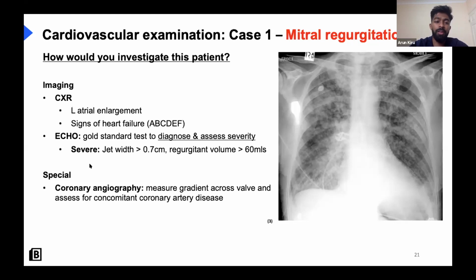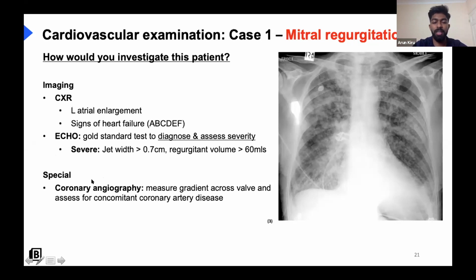And if you can remember, signs of severity are the regurgitant volume being more than 60 milliliters and the jet width more than 0.7 centimeters. So hopefully that makes sense as to that's the actual amount of blood being regurgitated back from that valve being open. So the more open the valve is, the more it can't close properly, the more volume gets regurgitated back, the more severe your mitral regurg would be.